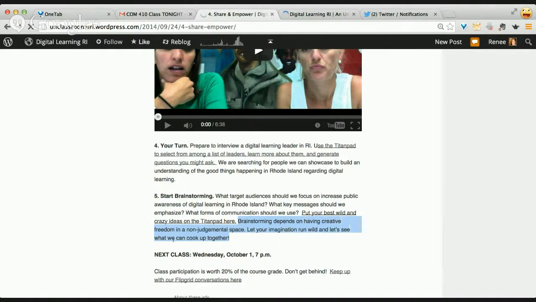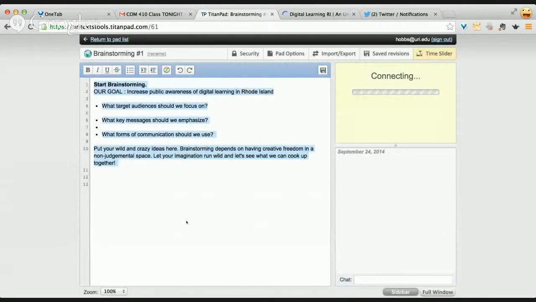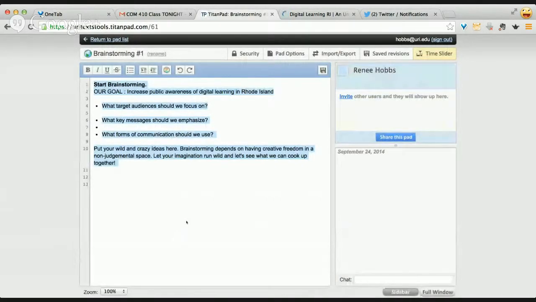Maybe we'll focus only on high school juniors and seniors, and we'll really develop a communication campaign that's targeting high school kids. Maybe we'll focus on parents of school-age children, right? Or voters, right, whose children are grown. Who knows? But put your ideas here. We're going to start brainstorming.